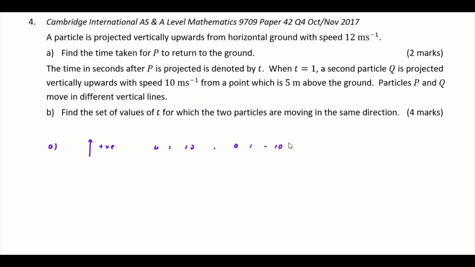Then after that, we want to get our time for the P to return to the ground. So that's why back to the ground, then the displacement has no change. So that's why S equals to 0.